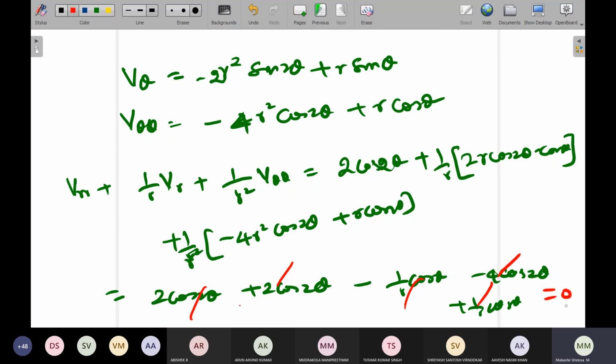I hope you understand. Whenever you have polar coordinates, you have to use this equation. So this was one topic pending which I didn't do in your class. Does anyone have any doubts on this?